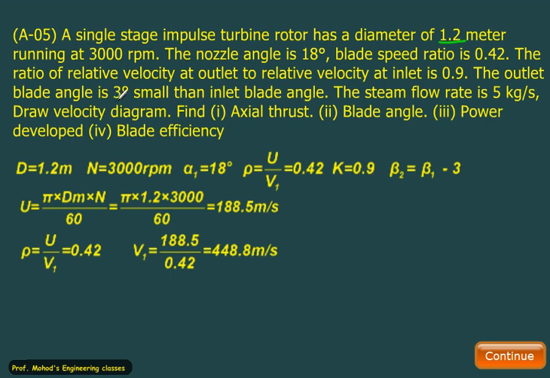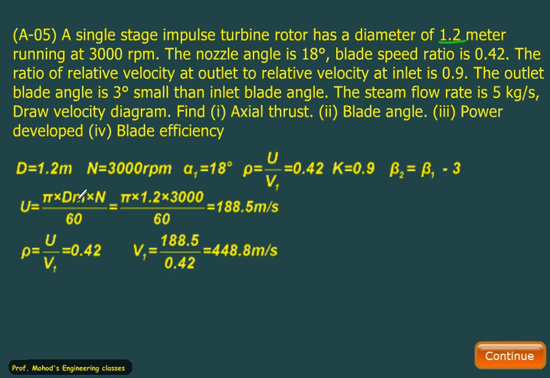The outlet blade angle is 3 degrees less, so beta 2 is equal to beta 1 minus 3, and the steam flow rate is given as 5 kg per second. We need to find out the axial thrust, blade angle, power developed, and blade efficiency. We can find all this once we know all the velocity components.